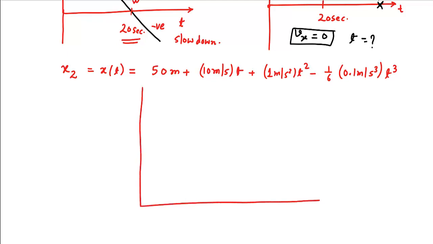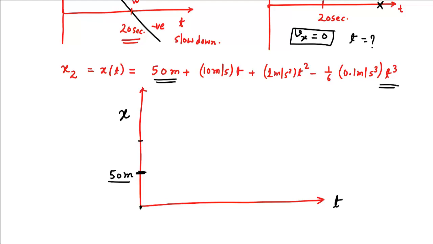If I want to plot this, on the x-axis we have time, and on the y-axis we have position, that is the x coordinate. Now what will the position be at t equals 0? It is 50 meters. So this graph will start somewhere here, at x equals 50 meter. Now this is a cubic function.